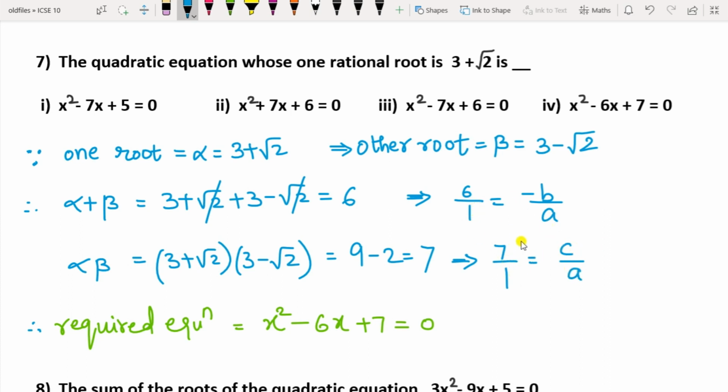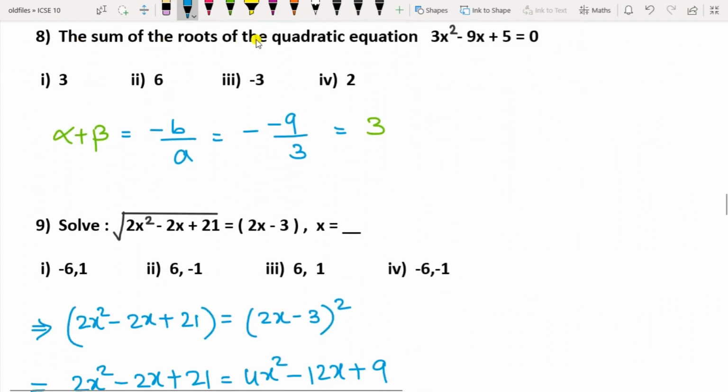Now substituting these values in the quadratic equation, you get the required equation as x square minus 6x plus 7 equal to 0, as b is minus 6 here, c is 7 and a is 1 here. So this is the quadratic equation. So from this, option 4, x square minus 6x plus 7 equal to 0, is the correct option.